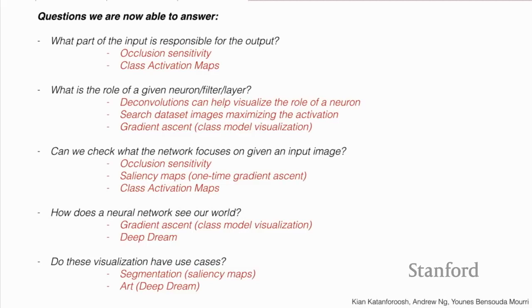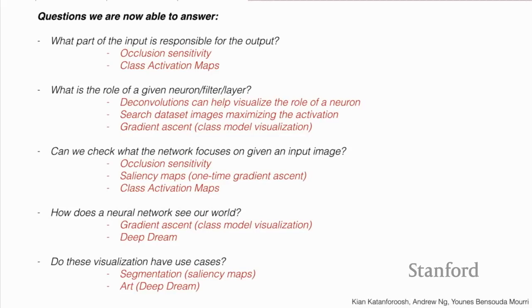And then what are the implications and use cases of these visualizations? You can use saliency map to segment. It's not very useful given the new methods we have, but the deconvolution that we've seen together is widely used for segmentation and reconstruction, also for generative adversarial networks to generate images and art sometimes.